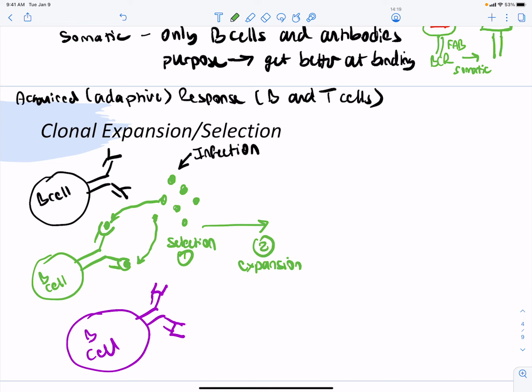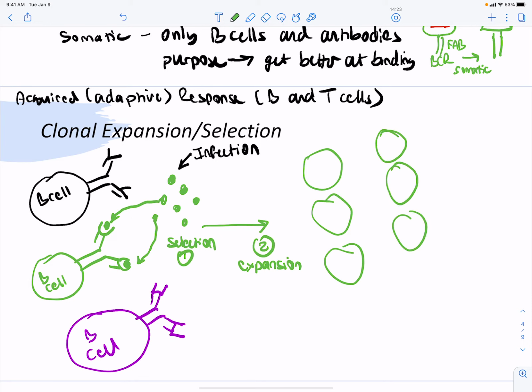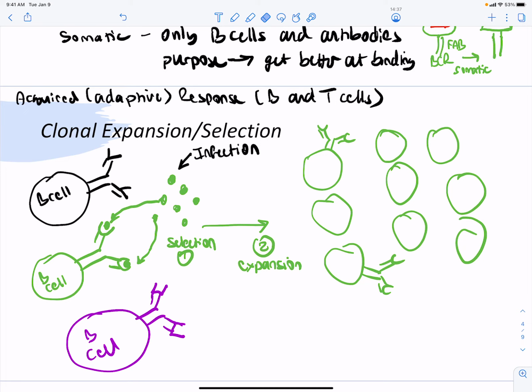Now all that means is that this green guy is going to expand. And in this expansion, the green guy will still only have on its surface the B cell receptor that has the little cup shapes. All of these guys, I'm not going to draw all of them. And they're going to release antibodies.